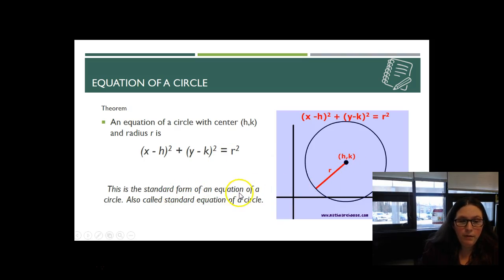This is called the standard form of an equation of a circle, or it's sometimes called the standard equation of a circle. It is derived from the Pythagorean theorem. If you're interested in seeing how that worked out and how it's derived from the Pythagorean theorem, you should look on page 799 in your math textbook, and at the top it'll give you a whole rundown of how our circle equation comes from Pythagoras.